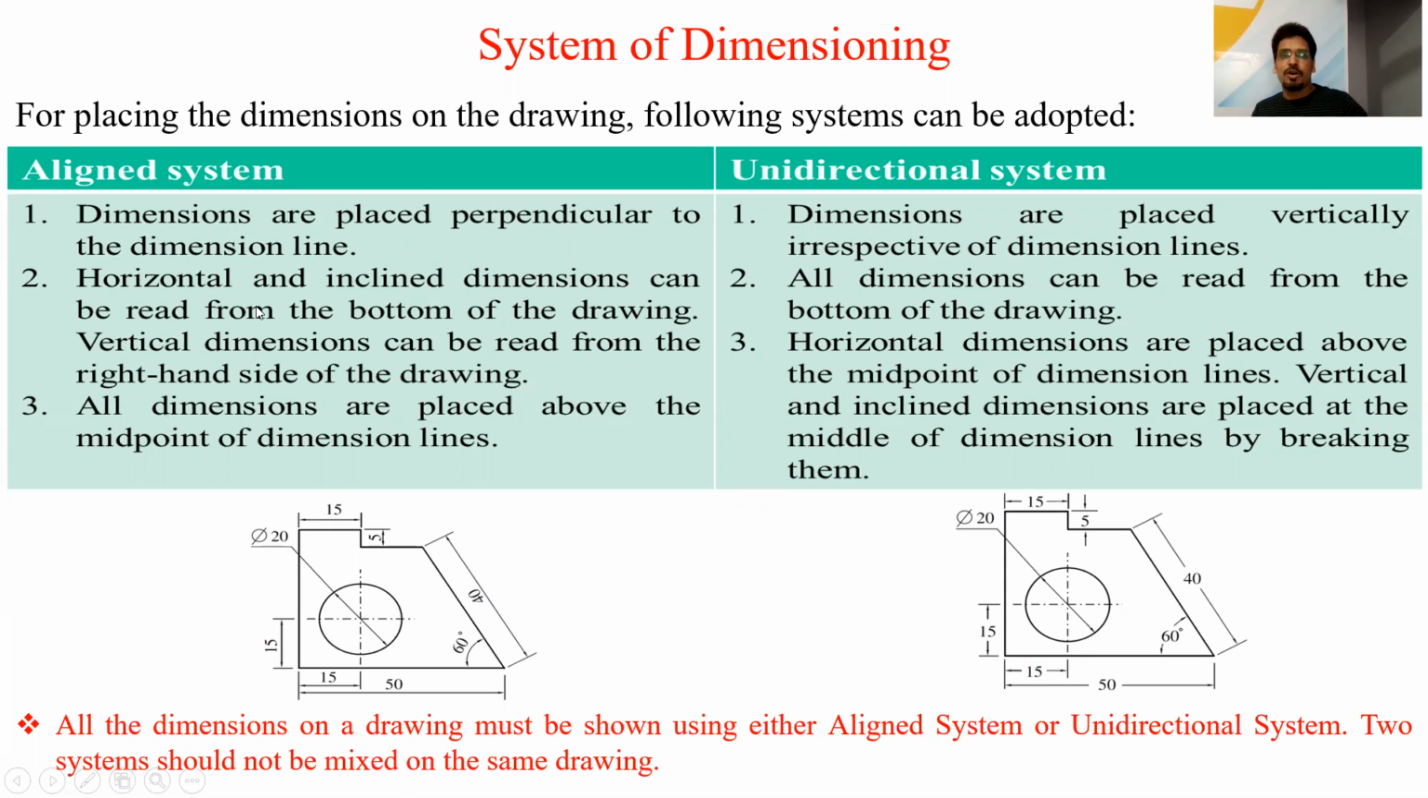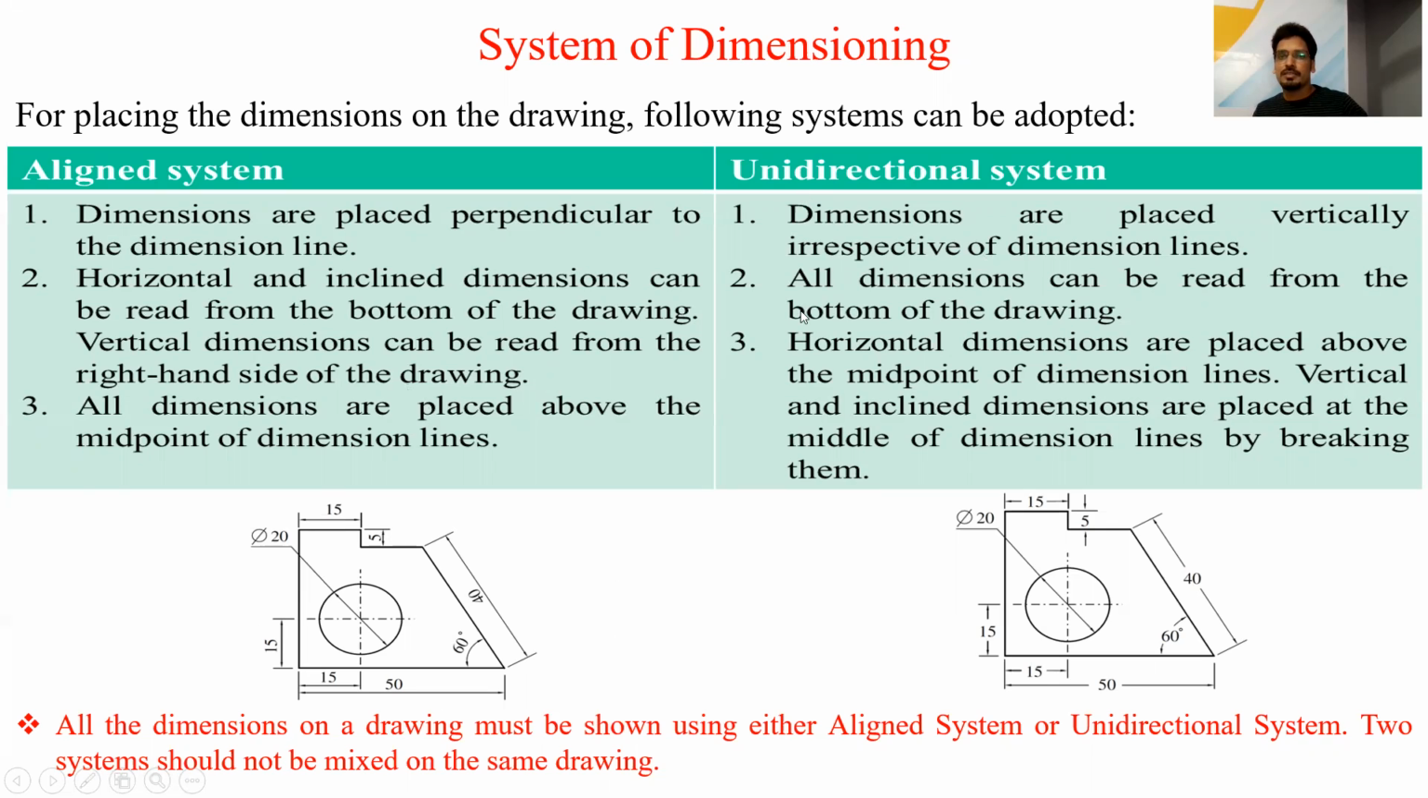In the aligned system, the horizontal and inclined dimensions can be read from the bottom of the drawing sheet. You can read the dimension written in aligned system from the bottom of the drawing sheet. Vertical dimensions can be read from the right hand side of the drawing. So from the bottom and from the right hand side.